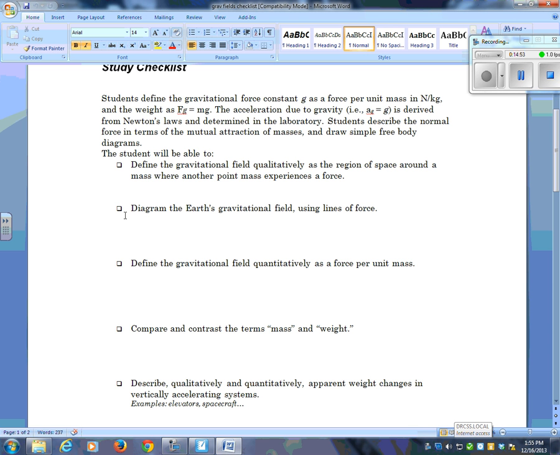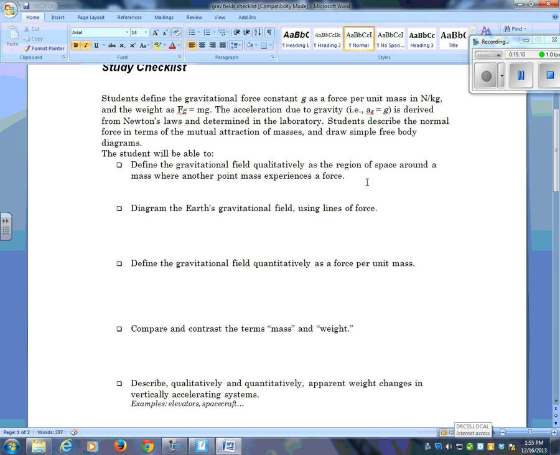You need to define the gravitational field qualitatively as the region of space around a mass where another point mass experiences a force. That's the definition of a gravitational field. It is the region of space around a mass where another point mass experiences a force.